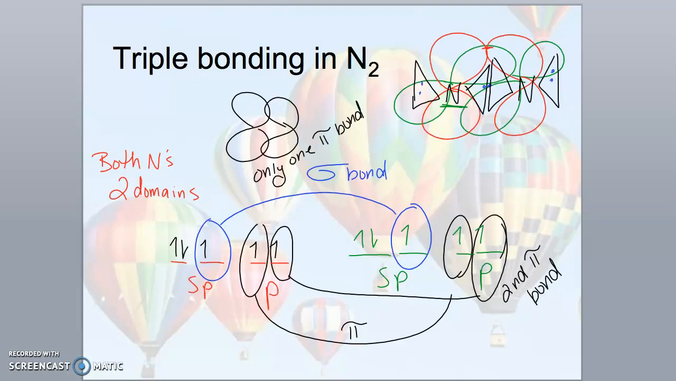Each nitrogen atom in the nitrogen molecule has 2 sp hybrid orbitals and 2 unchanged p orbitals. The sp hybridized orbitals are used to form the sigma bonds between the nitrogen atoms and to hold the lone pairs. The p orbitals are used to form the pi bonds. Each pair of overlapping p orbitals holds 1 electron pair.